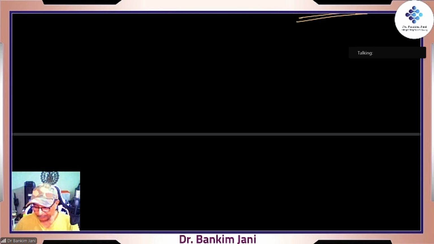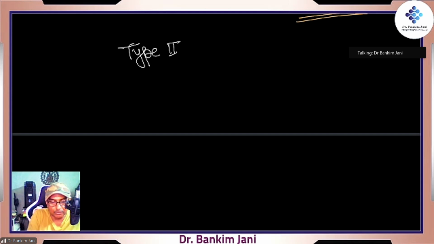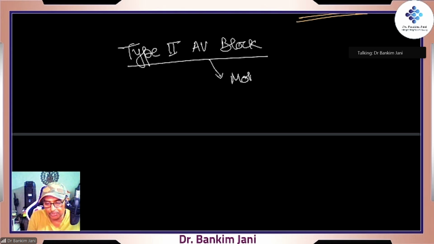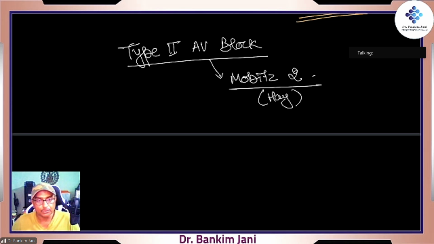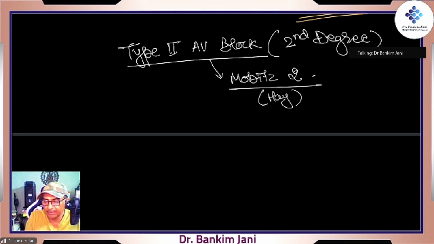Okay. Our next topic now is type 2 AV block. And in type 2 AV block, we are dealing with Mobitz 2. Mobitz 2, which is also called as the Hay. Right. So this is type 2, or also called as the second degree AV block.